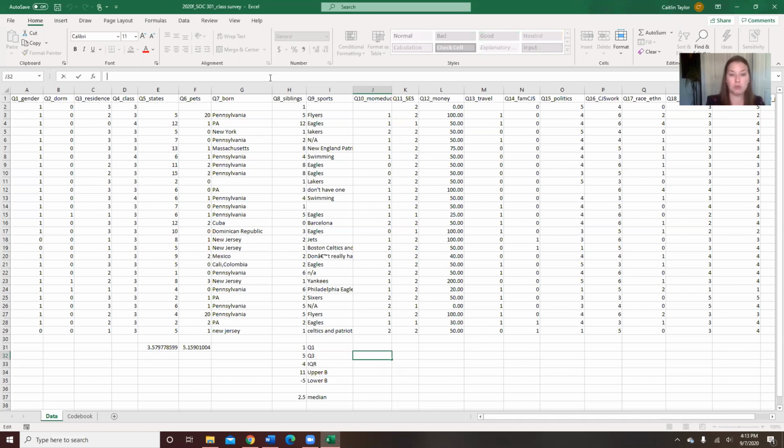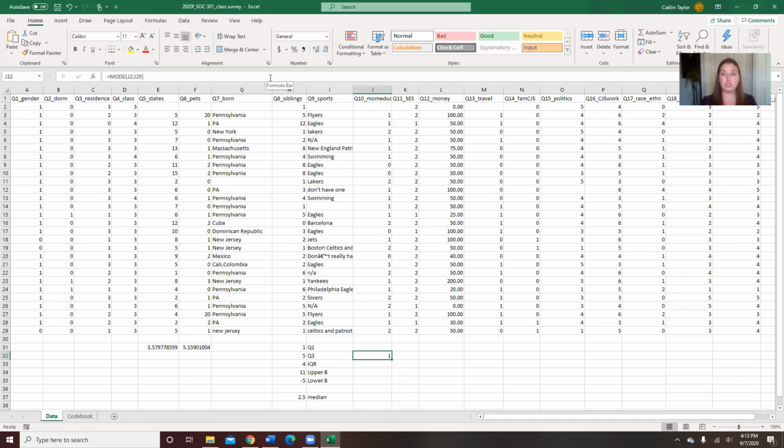So to calculate the mode here, we put the cursor on the cell that we want our answer to go, then type into the formula bar at the top, mode, and the range of data we're looking at here, which is J2 all the way down through J29. That gives us a mode of 1.